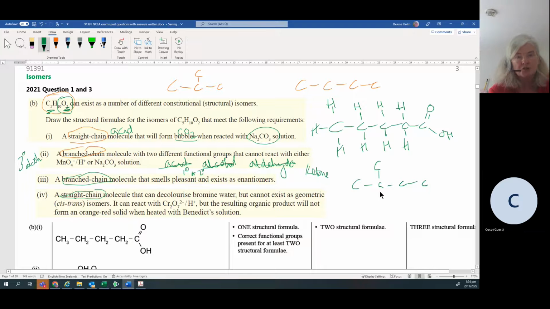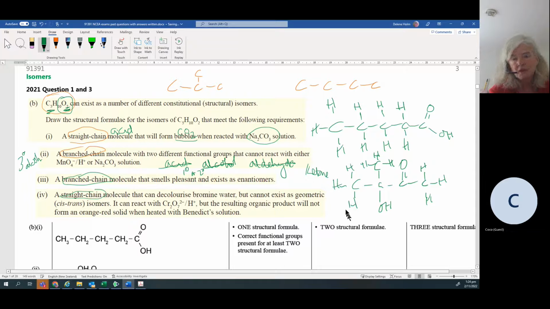So I've got to make a tertiary alcohol. So I'm going to put my tertiary alcohol there. And then I've got to put in my ketone. Now I make sure every carbon has got 4 bonds. That one already has got 4 bonds. And this one already has got 4 bonds. And now I add in my hydrogens. And as you add in your hydrogens, count them up to make sure that you've got 10 of them.